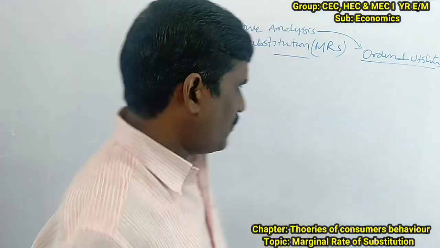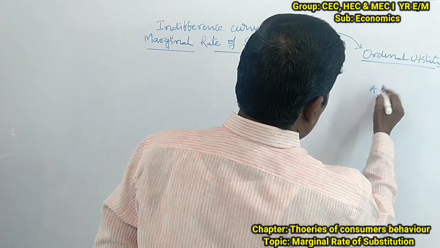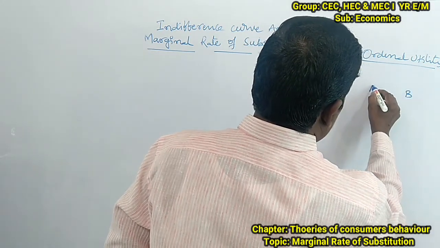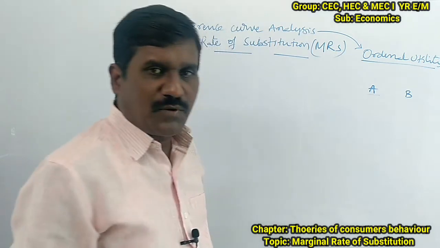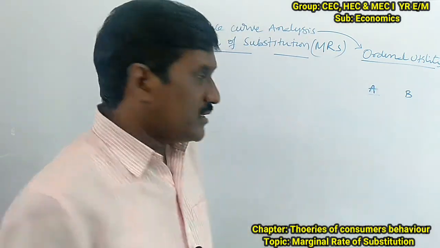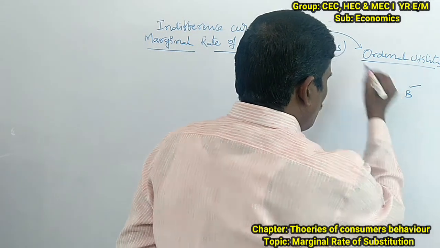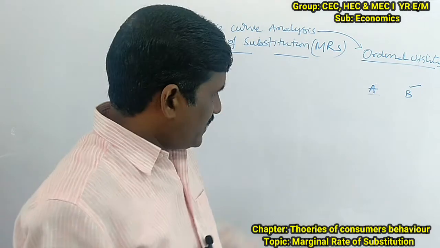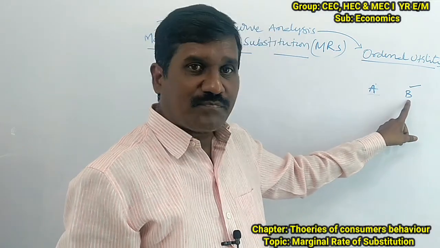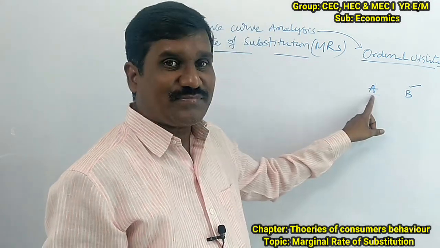For example, suppose there is a good combination A and a good combination B. The B group combination gives us more satisfaction than the A group combination. A has two more goods and B also has two more goods, and B is giving more satisfaction than A.